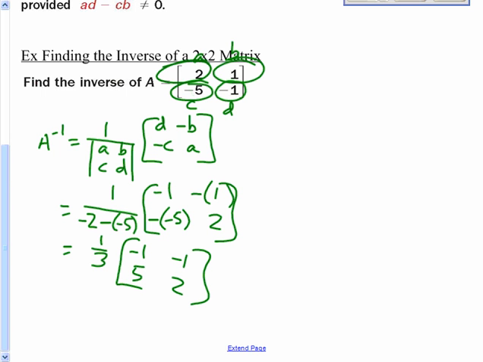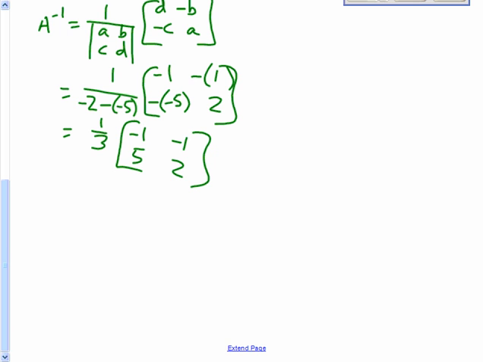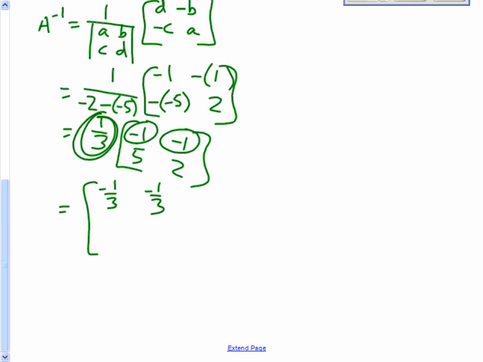Now we're back to the old scalar multiplication. We just multiply the 1/3 times each of those. So I got 1/3 times the negative 1, so negative 1/3, 1/3 times that negative 1, negative 1/3, 1/3 times the 5, 5/3, and 1/3 times the 2, 2/3. That is A inverse.